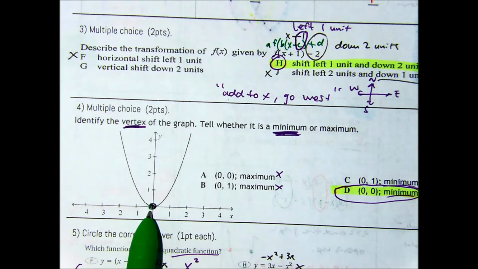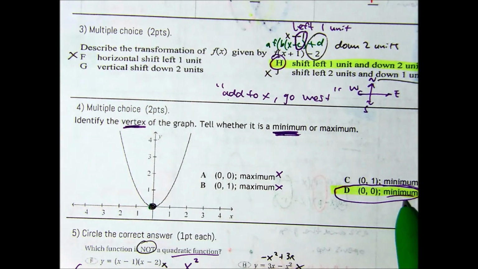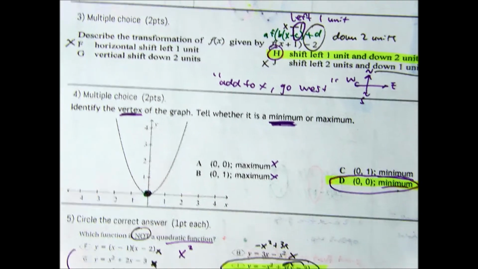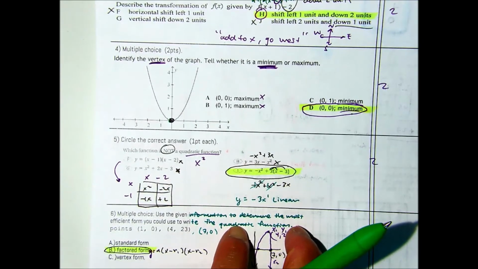Well, the ordered pair here is (0, 0), and it is the lowest point. That's why it's called a minimum, choice D. Remember on your quiz corrections, make sure you're writing a complete sentence of why you missed the problem.